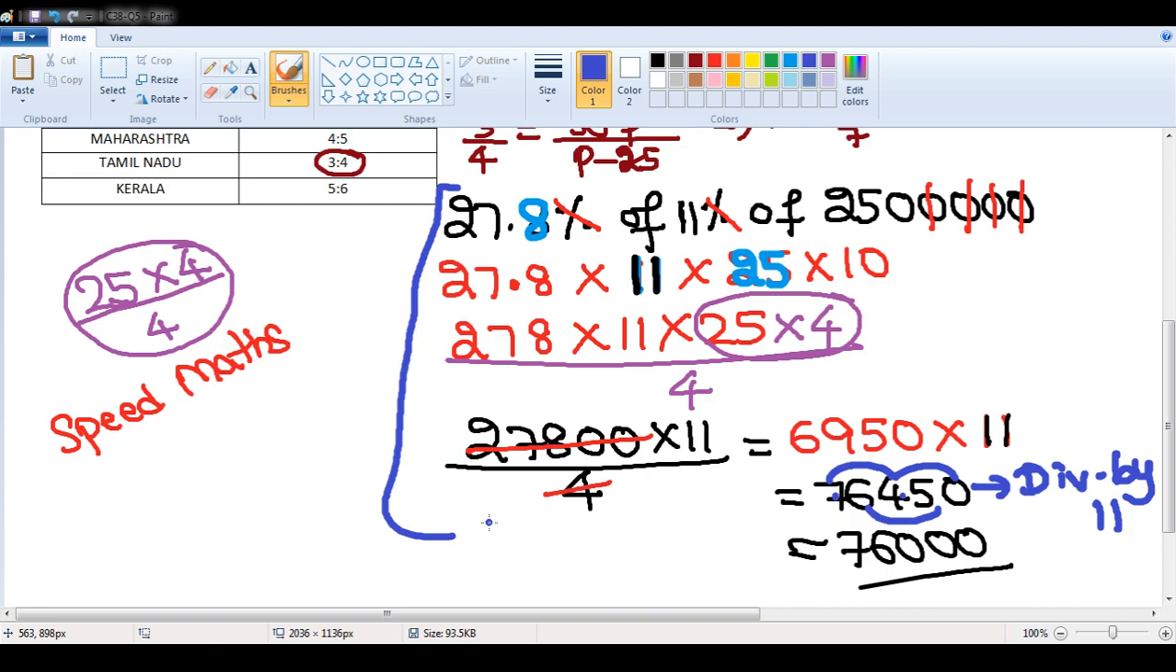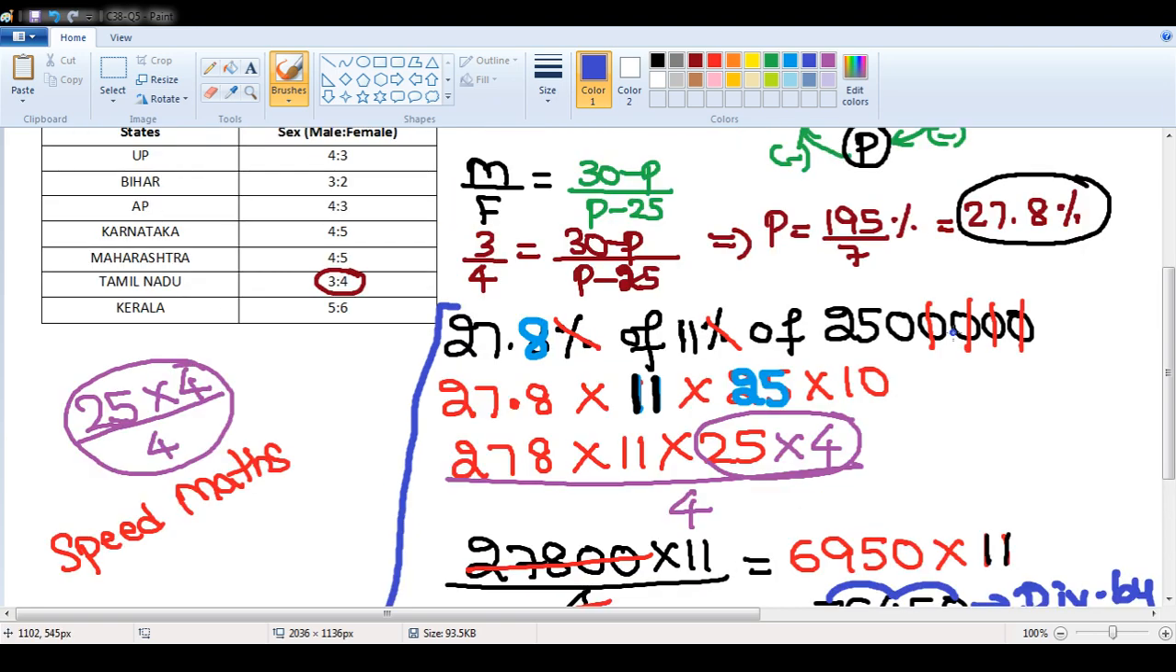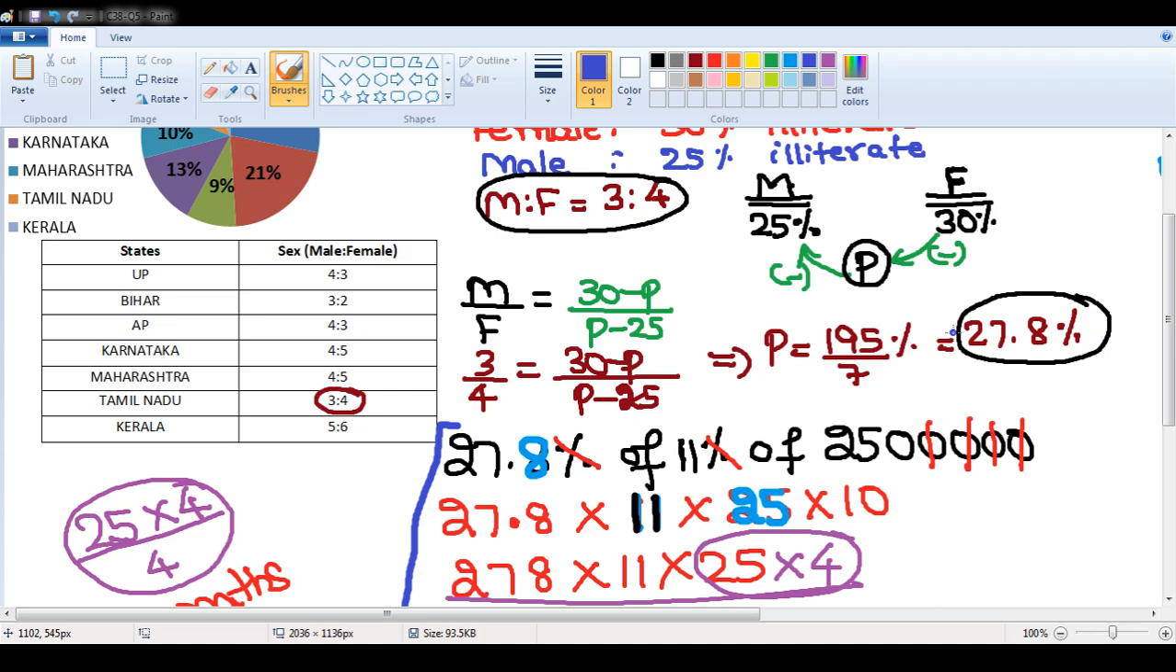Ankit, I am sorry. If you are asking me for the allegation concept, I am sorry, because you have missed your previous classes, I cannot go back and explain all the concept right now, sir. Just to explain in short, P is nothing but the resultant of male and female. That means nothing but the total number of people in Tamil Nadu.